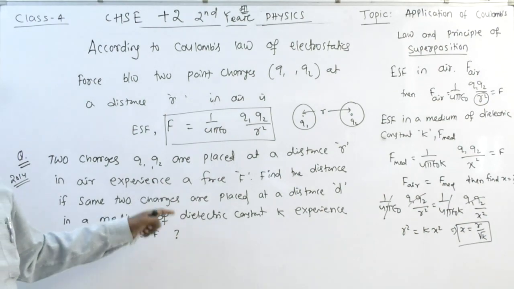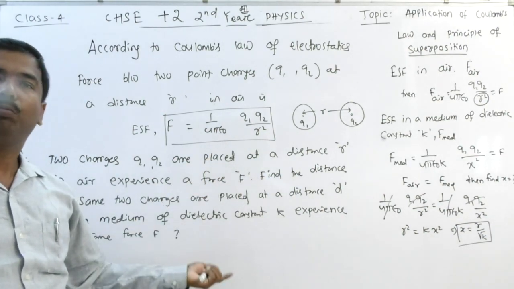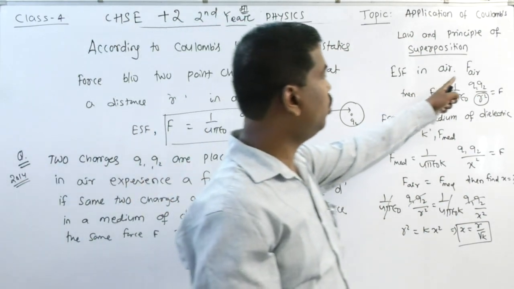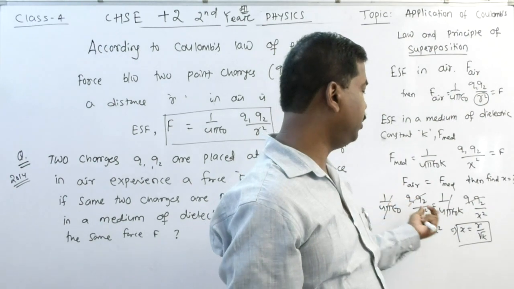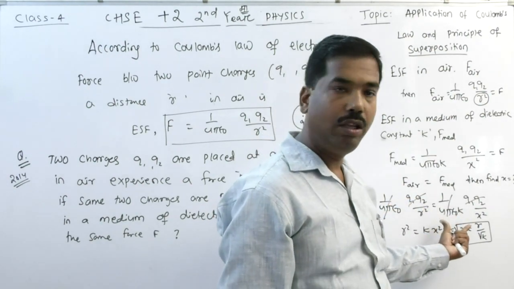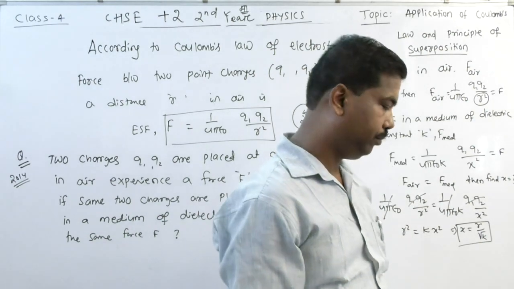Only there is a change in medium and a change in distance. Charge is the same, force is the same. Here the force is constant and the charge is constant. So the charges get cancelled and the forces are equal. Clear? So we get x is equal to r by root over K.